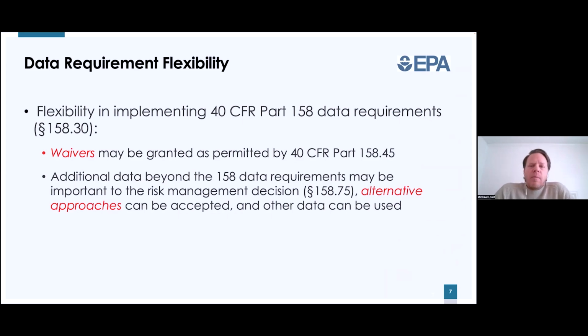So the data requirements in Part 158, which I had mentioned before, provide the scientific basis for characterizing the potential risks associated with pesticide exposure. However, we do have flexibility in implementing Part 158, and OPP has a long history of practicing that flexibility. Additional data can be required, alternative approaches can be accepted, and studies can be waived.